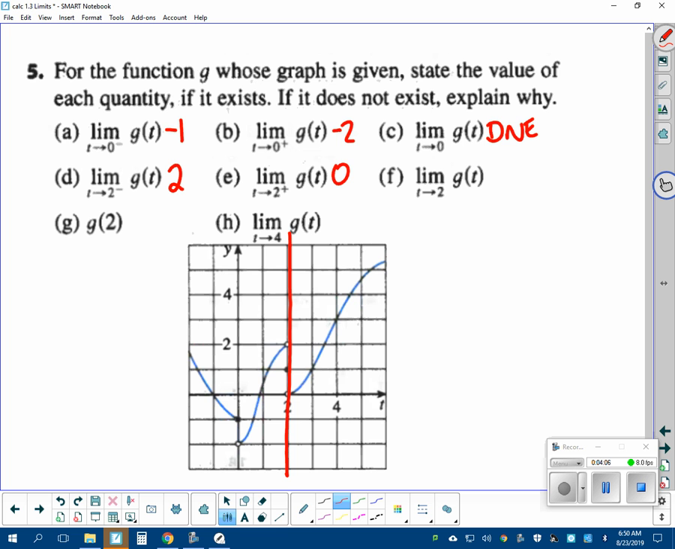Again, your left side and your right side limits are not the same. Your graph to the left of 2 and your graph to the right of 2 do not meet up, so that tells us that the limit does not exist.